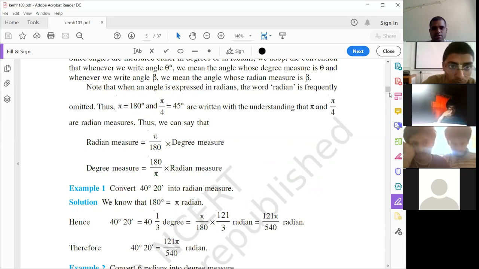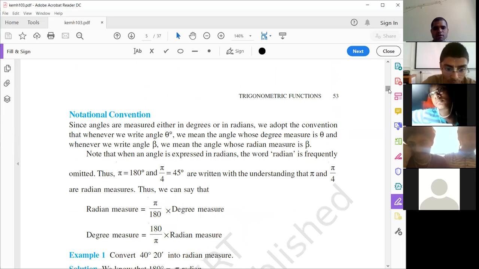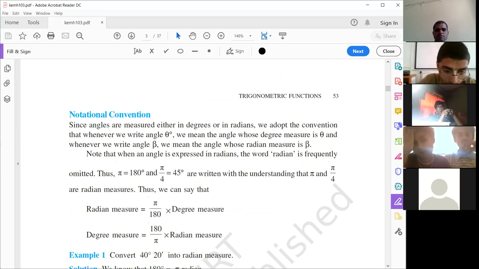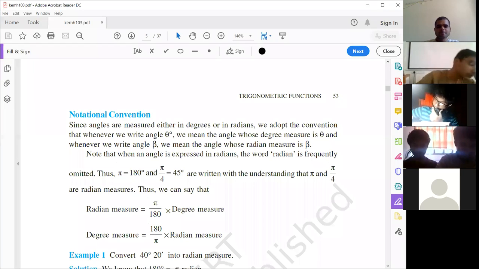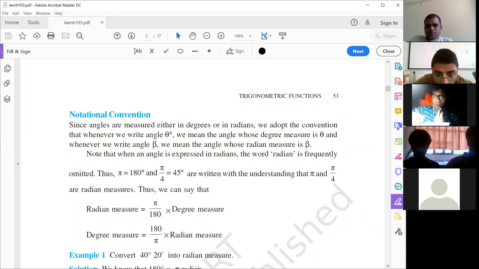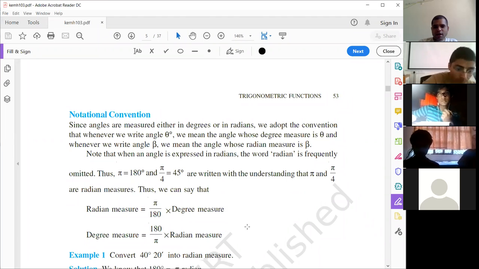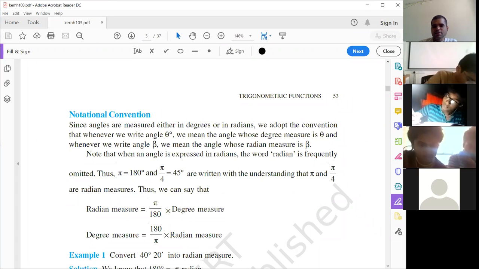So here is the question. You have to convert 40 degrees 20 minutes into radians. Can you do this? This is similar to when you have to convert 1 hour 20 minutes into seconds or something else, like this.